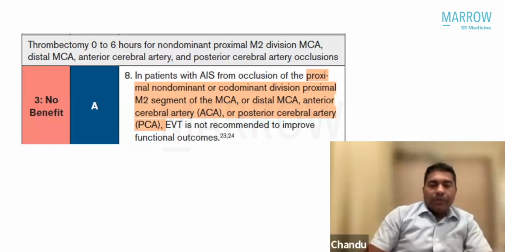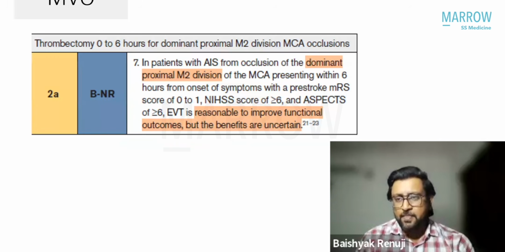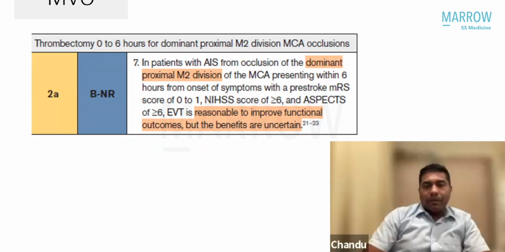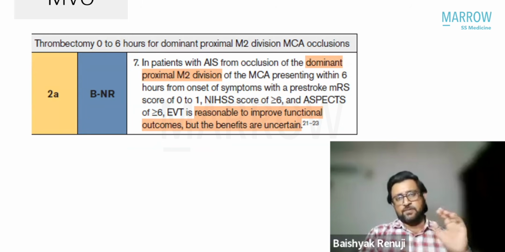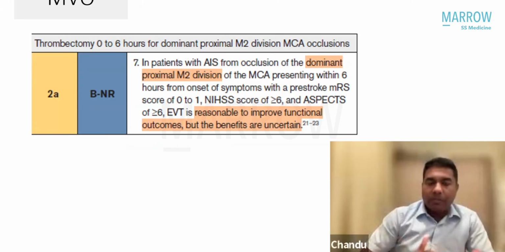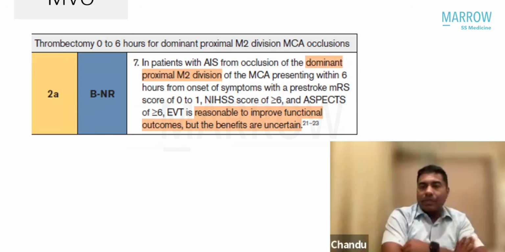Basically, yes, dominant M2 proximal can be tried. It all depends on the skills of the interventionist, the radio interventionist, to do it. But there is strong evidence, and strong guidelines now tell you that dominant M2 can be taken. That is the change between the previous 2019 guidelines and the 2026 guidelines now.